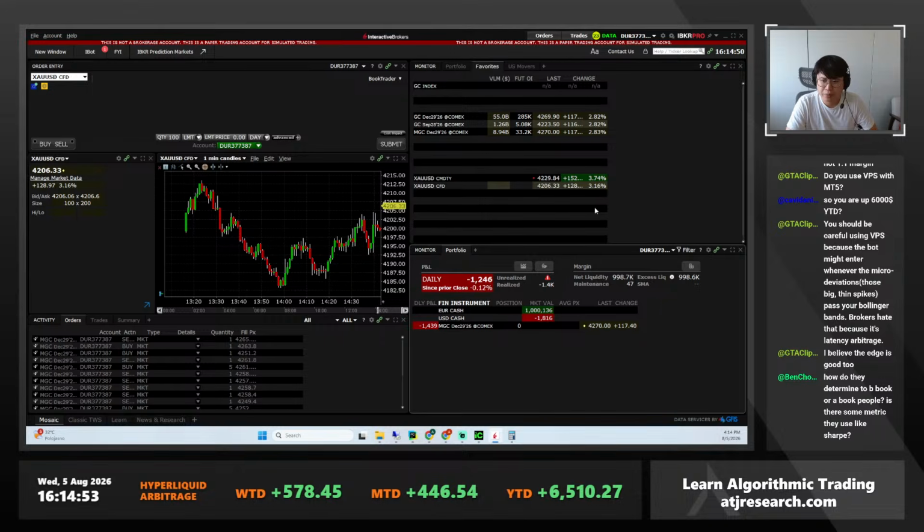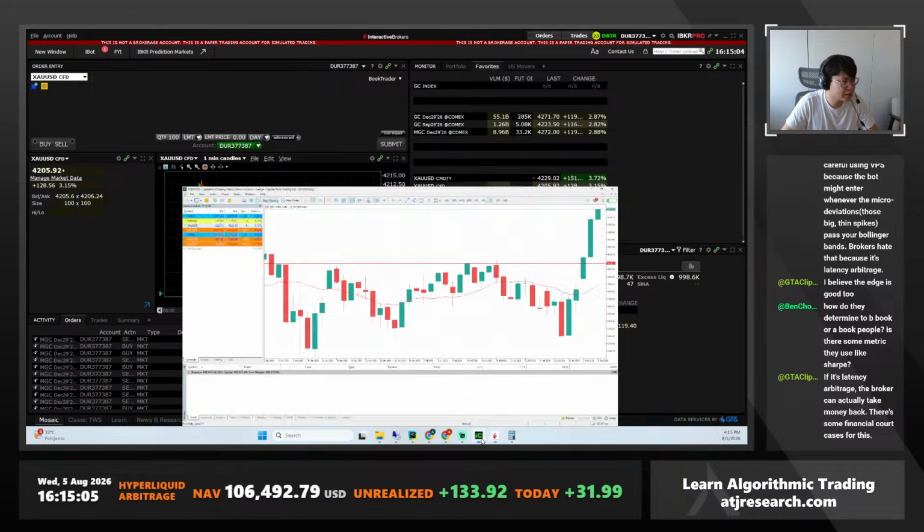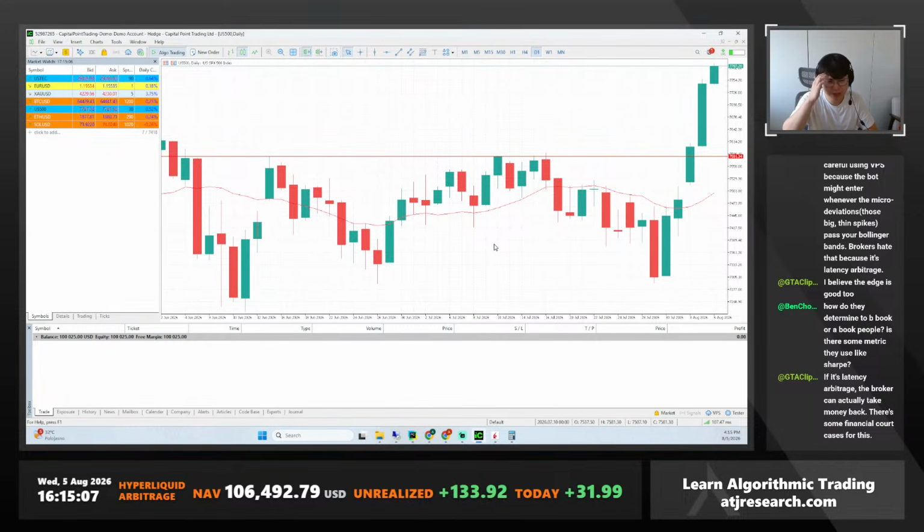How do they determine B book or A book people? Is there some metric they use, like Sharpe? I mean, it depends on the broker, right? Most brokers are just amateurs who want to set up a simple MT5. Opening an MT5 broker is super easy. I think you just need to pay $50,000 for a license, set up a team, and get the MT5 license. There are a lot of businesses that can set it up very fast.